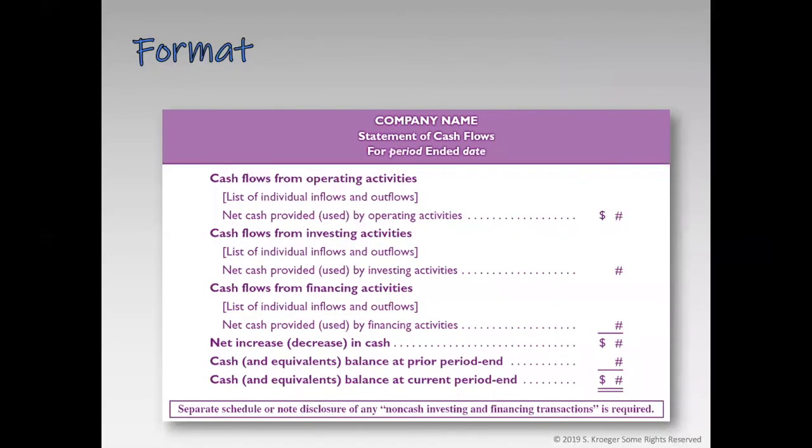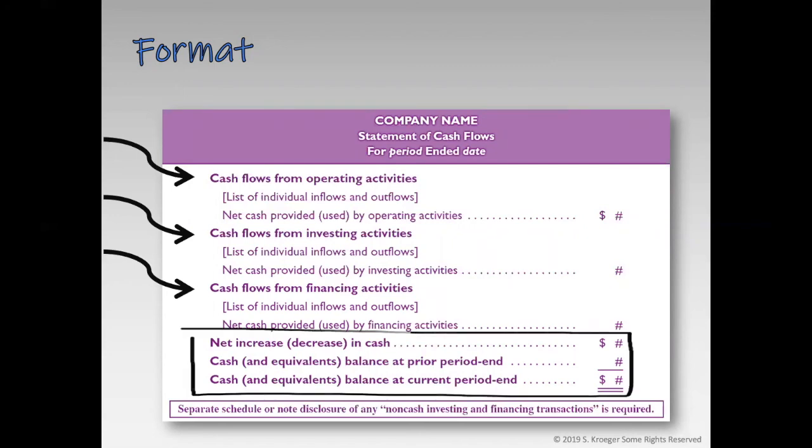This slide is on the format of the statement of cash flows. You will list cash flows by the categories of operating, investing, or financing activities, and identify the net cash inflow or outflow in each of the categories. Then you combine the net cash flow from each of the three categories to identify the net change in cash for the period. Combine the net change in cash with the prior period ending cash to prove the current period ending cash. This is basically your check at the end.